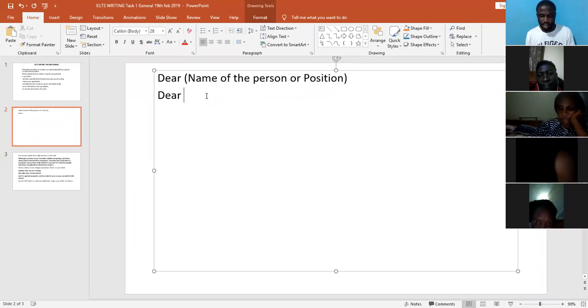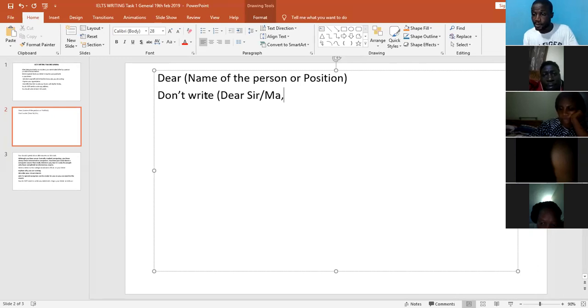Don't write dear sir stroke ma. Don't write it. It's not an acceptable way of writing in recent time in the British format. So you mention the name of the person or you mention the position of the person. So that's the first thing to do in your letter writing. The name of the person, the position of the person. So that is what I call the greeting part.